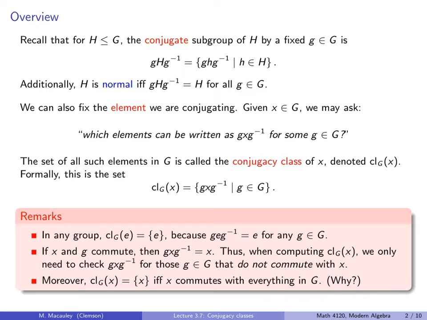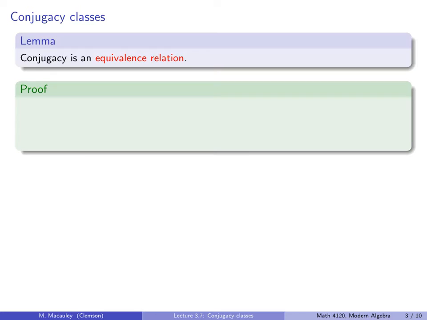If x commutes with everything in G, then for every product like this, you can pull x to the front and cancel the g inverses. And conversely, if there's something else in the conjugacy class besides x, let's say that's y, then x and g cannot commute. Here's a quick but important lemma. Conjugacy is an equivalence relation.